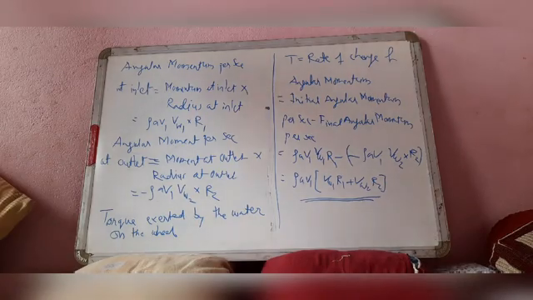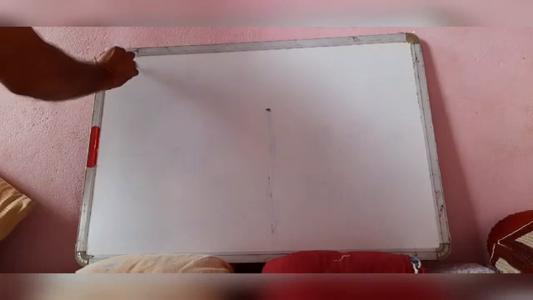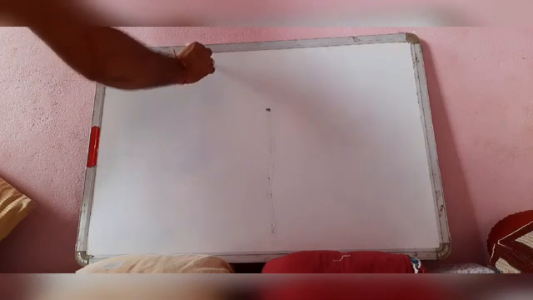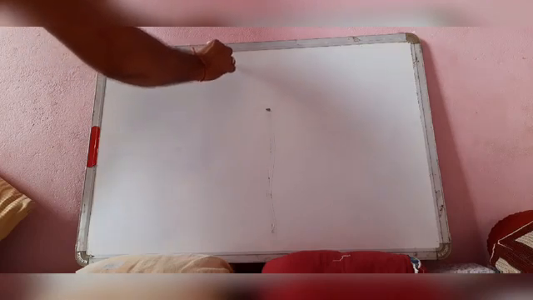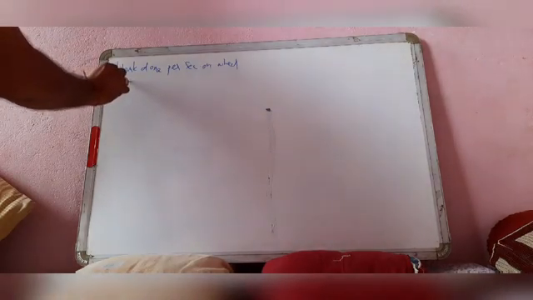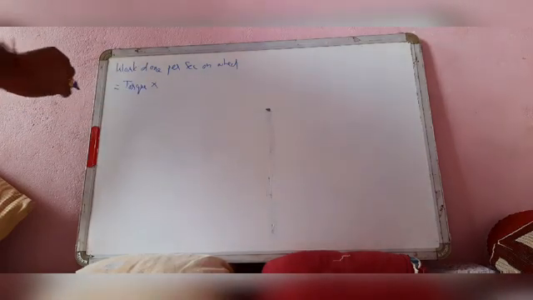Now we have to calculate the work done per second. Work done per second on the wheel is equal to torque into angular velocity.